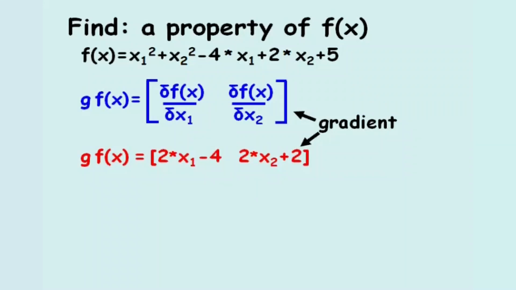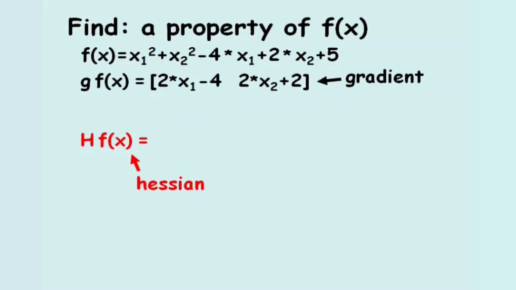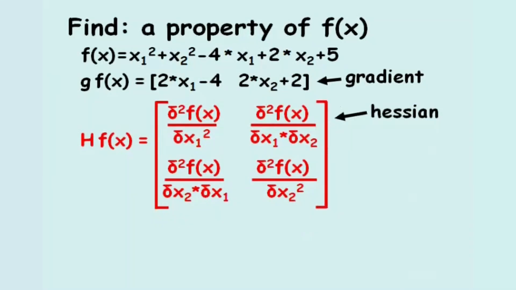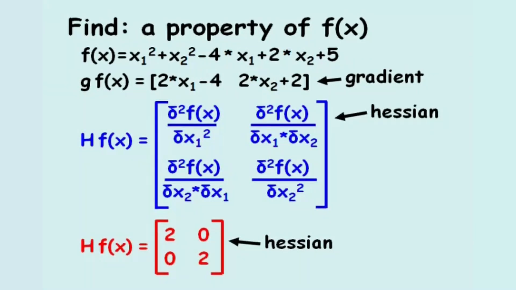The Hessian matrix of a function f of x is the square matrix of second-order partial derivatives whose size is n by n. Since we're only dealing with two input variables, x1 and x2, the Hessian is a 2 by 2 matrix, which equals 2, 0, 0, 2.